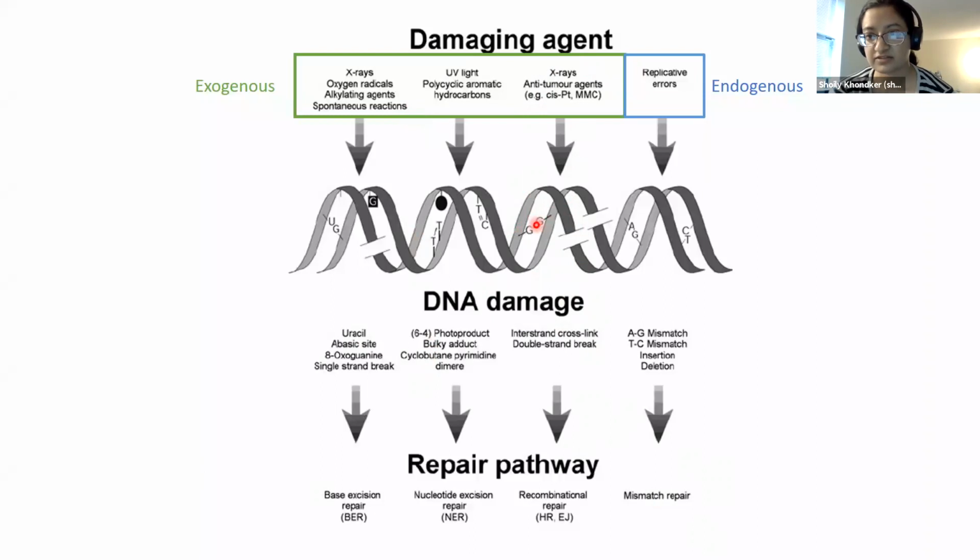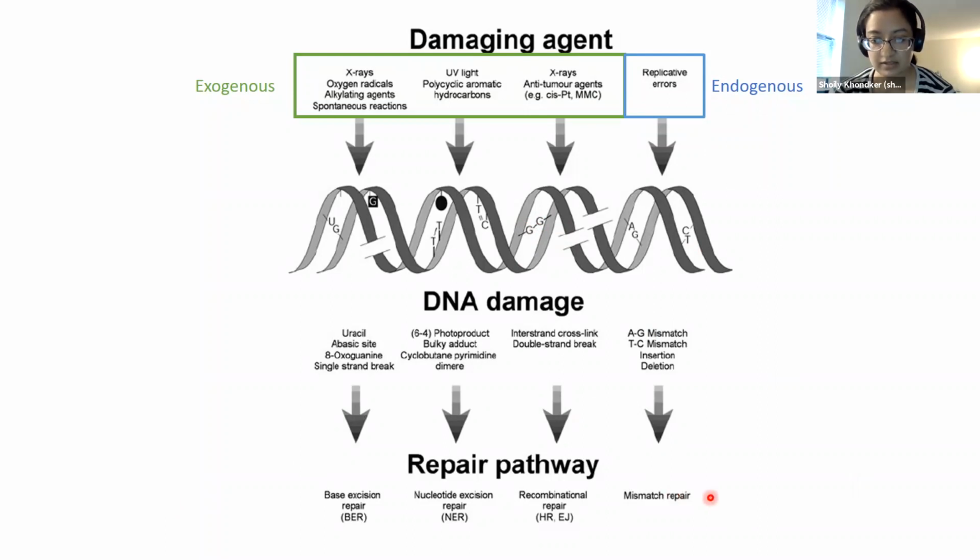It's crosslinks within one strand, or between two strands, through guanine binding. And replication errors can result in mismatches, insertions, and deletions.